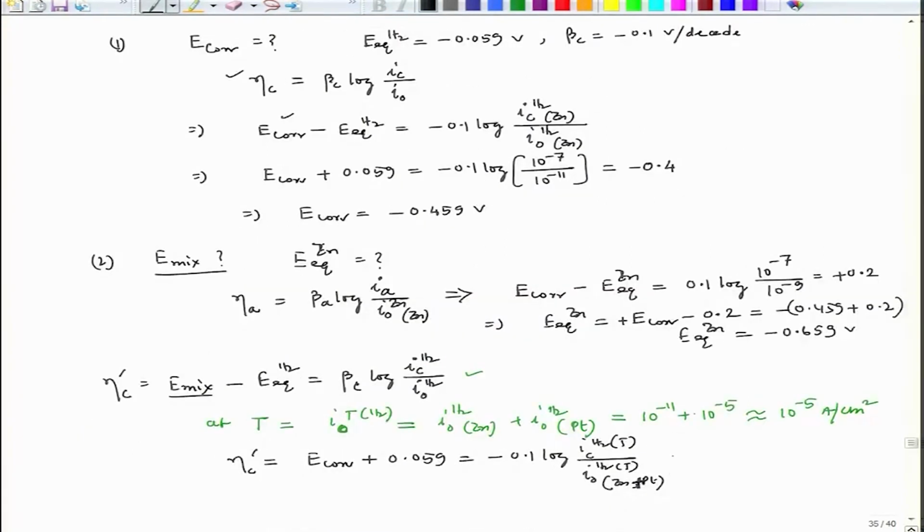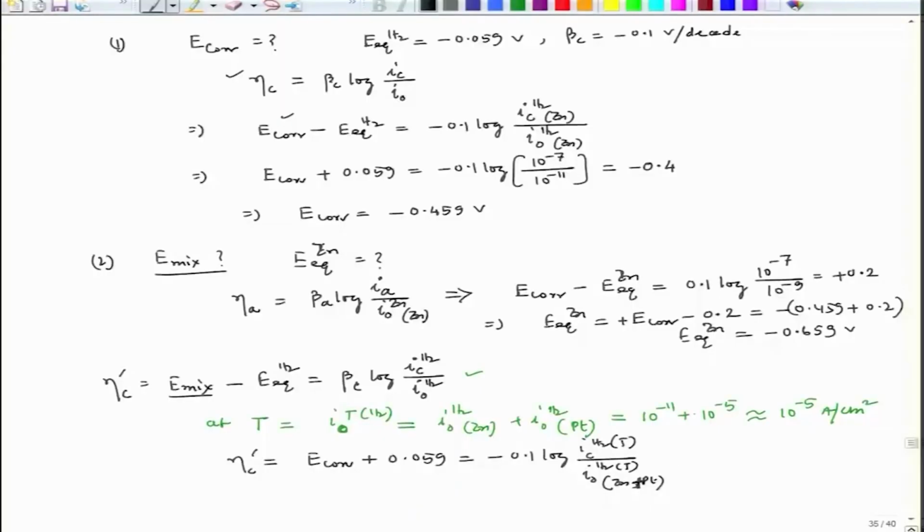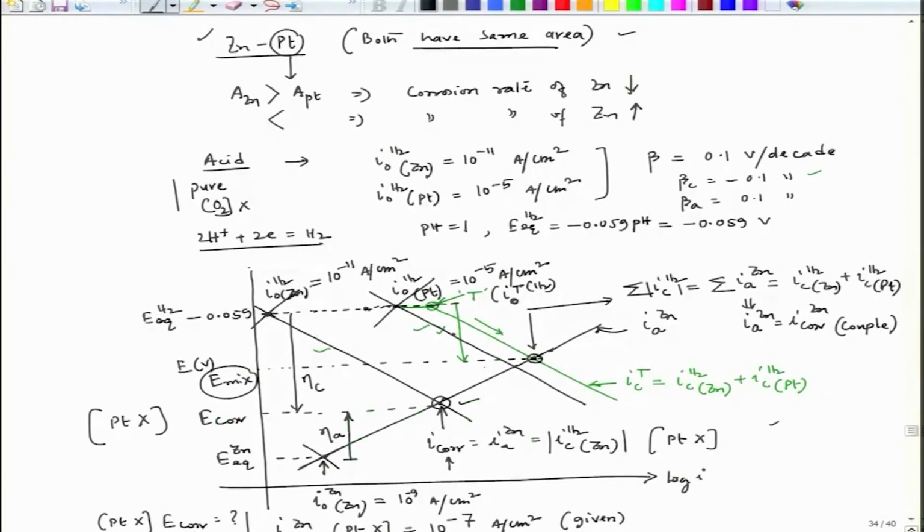So, let us stop here. You try to solve this problem. Once you know this, then you have to consider another equation, which is nothing but this overvoltage, eta A prime, and try to solve these two equations we are generating and see whether you get E mix. However, we will continue this problem and solve it completely in our next lecture. Let us stop here. Thank you very much.